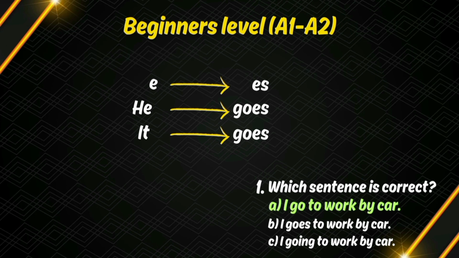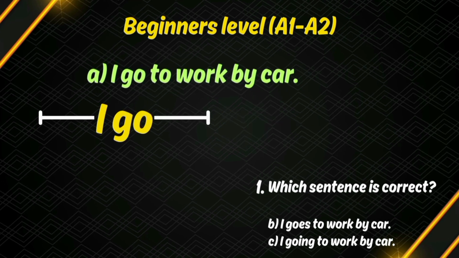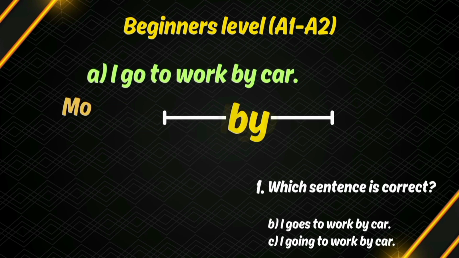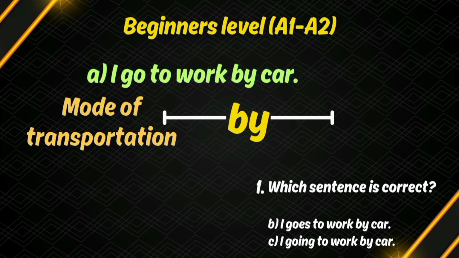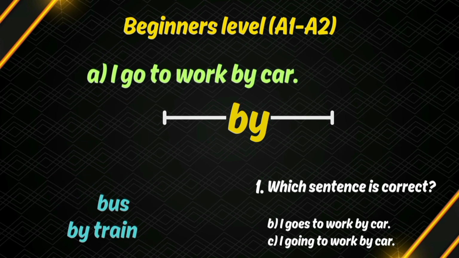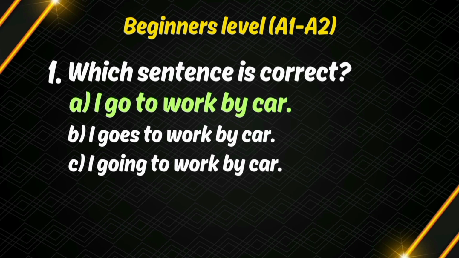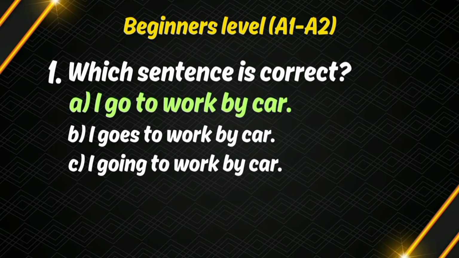In this case, the subject is I, so we use the base form go. Additionally, when indicating the mode of transportation, we use the preposition by, followed by the method, such as by car, by bus, or by train. Therefore, the correct sentence is I go to work by car.